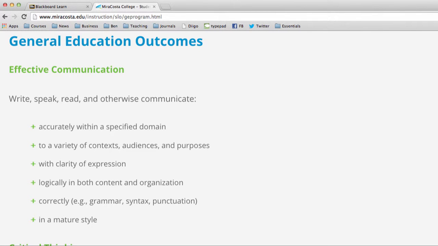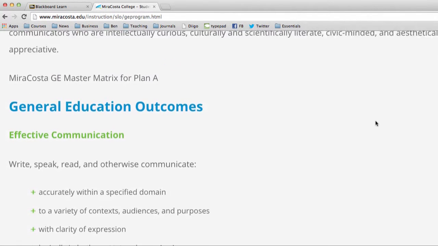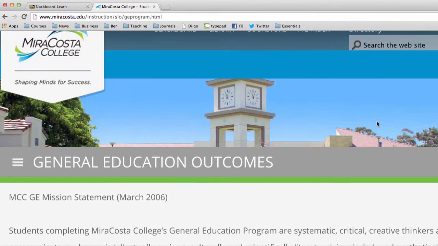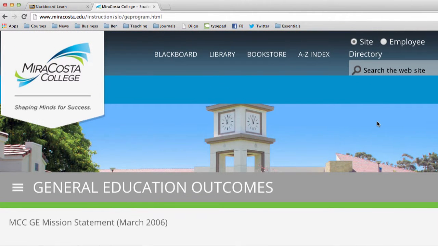Hi, this week we're focused on reading MiraCosta's general education outcomes, learning something about them, one, so that we understand them better for the purposes of having a better experience at MiraCosta, but two, so we can use them in upcoming blog and paper writing assignments.